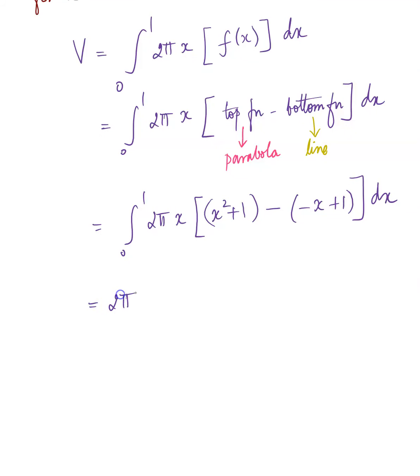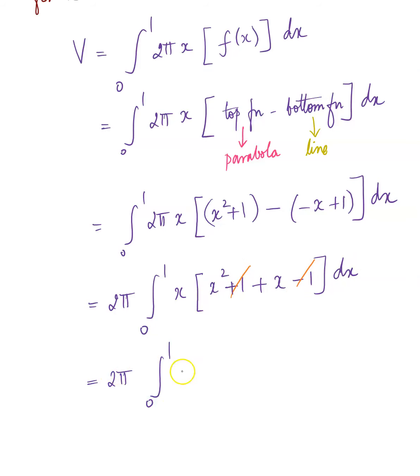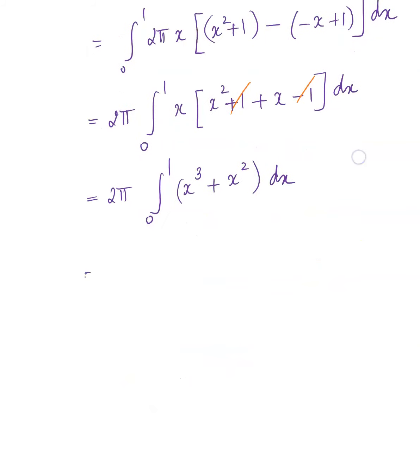So that's 2 pi integral 0 to 1 x times x squared plus 1 plus x minus 1 dx. Things get simplified there. Those go away. Distribute the x, you get x cubed plus x squared dx. And then it's a breeze.